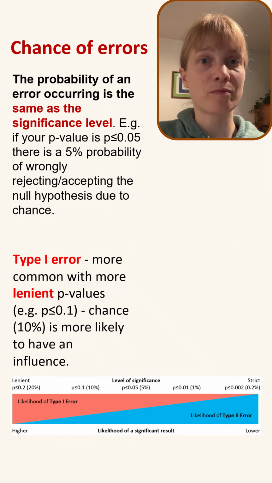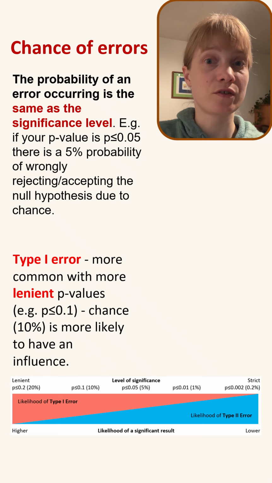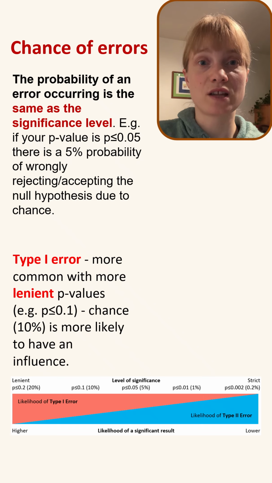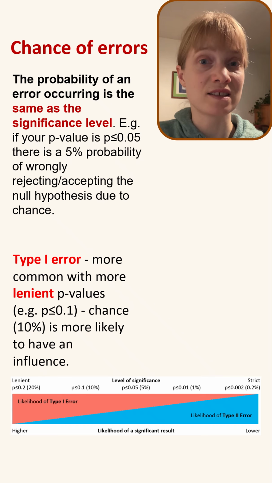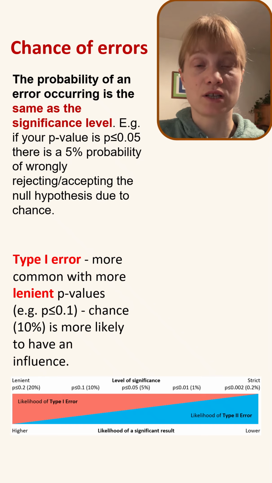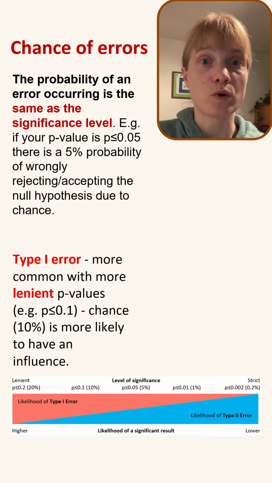The probability of making an error is actually directly linked to the significance level chosen for the test. If a test is carried out at p ≤ 0.05, there's a 5% chance of rejecting or accepting the null hypothesis wrongly. Type 1 errors, wrongly rejecting the null hypothesis, become more likely when using more lenient significance levels, such as p ≤ 0.1, because the test allows more room, 10%, for chance.